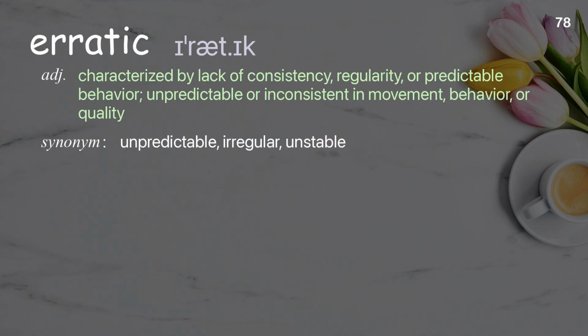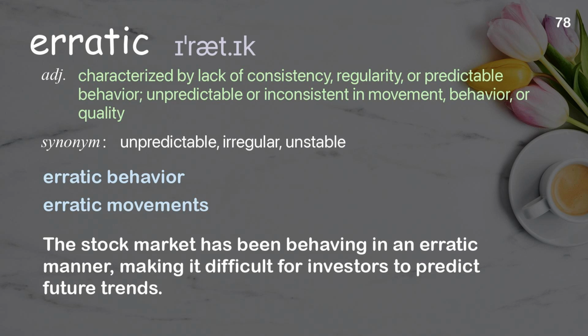Erratic: characterized by lack of consistency, regularity, or predictable behavior; unpredictable or inconsistent in movement, behavior, or quality. Examples: erratic behavior, erratic movements. The stock market has been behaving in an erratic manner, making it difficult for investors to predict future trends.